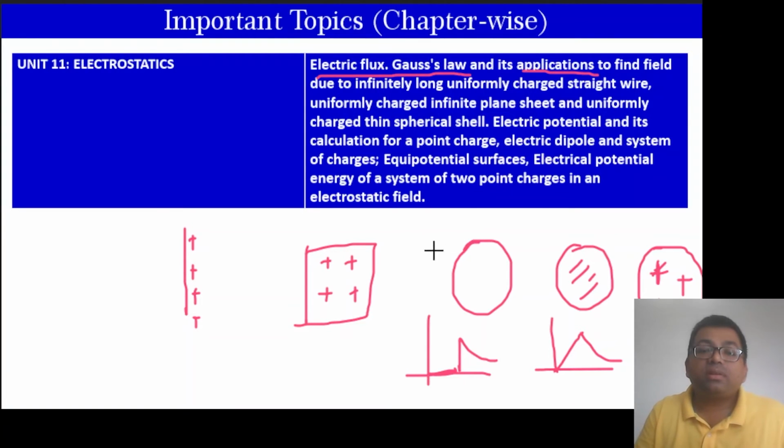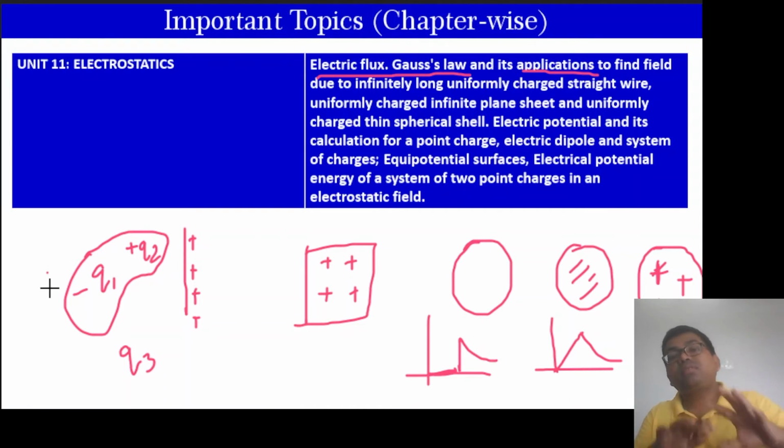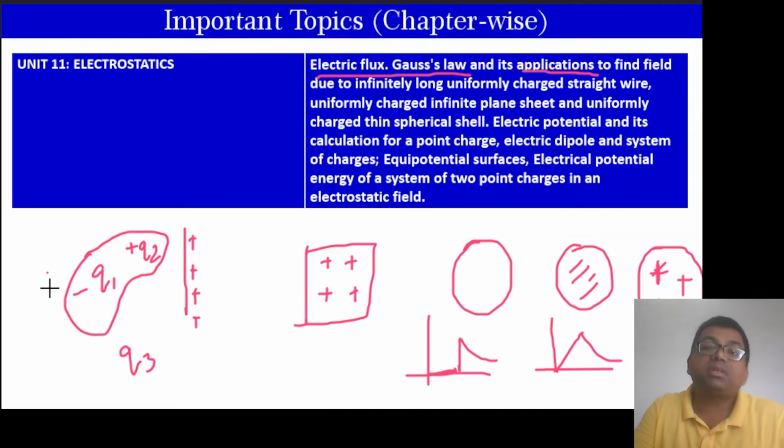Gauss law can also be used to calculate charge inside a closed surface. Suppose inside a closed surface there are Q1, Q2 charges, and there are some charges outside. So net flux is equal to charge inside by epsilon naught. So Gauss law has multiple applications, not just to calculate electric field, but it can calculate charge inside, because of symmetric charge distribution.